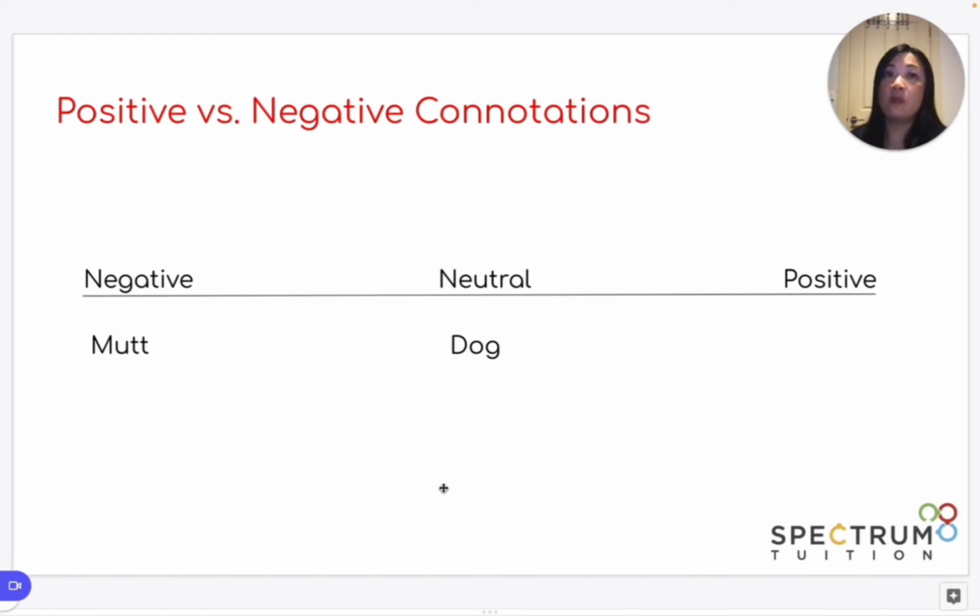And then you also have a positive term for a dog. Who can think of a positive term for a dog? See if I can throw it out there. Fur angel. Very good. Puppy. Yeah, exactly. Right? So I've got puppy. Yeah, fur angel is a fantastic one.